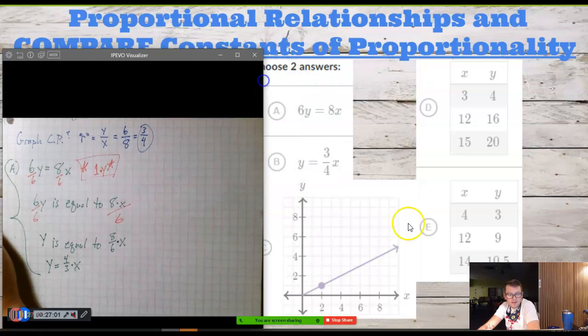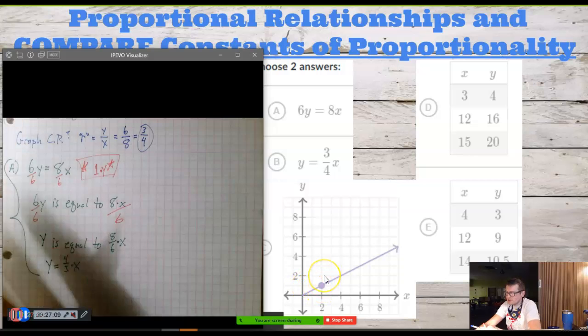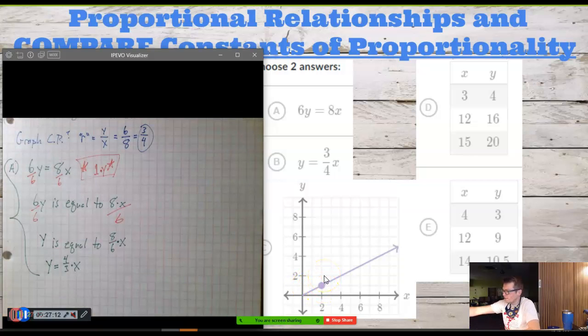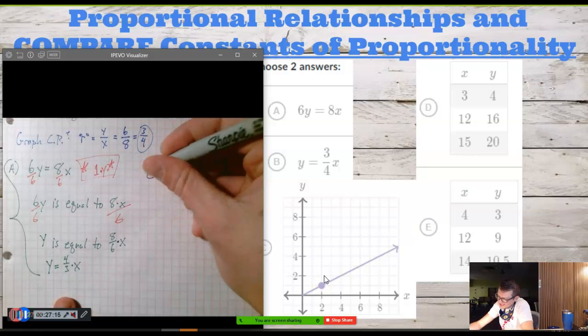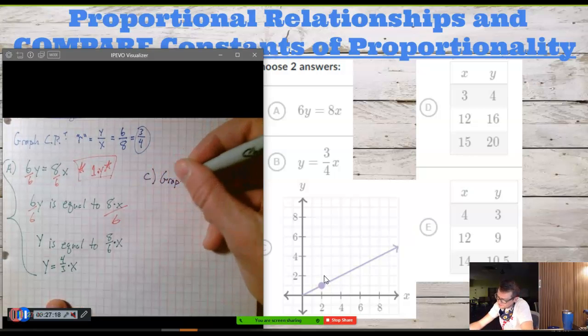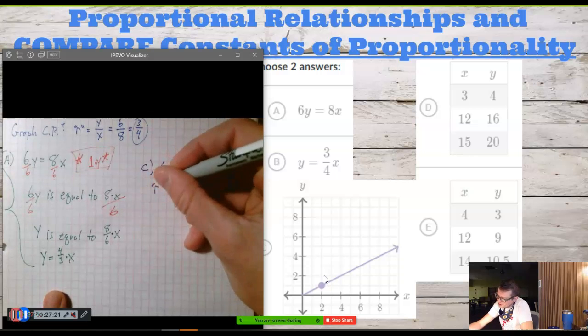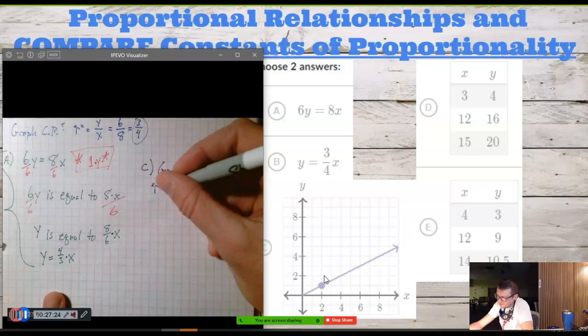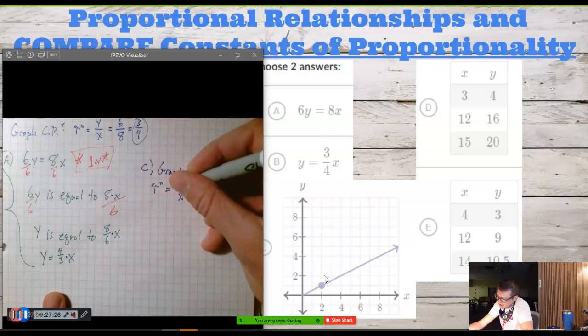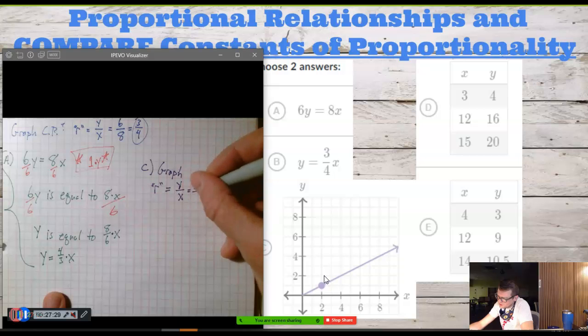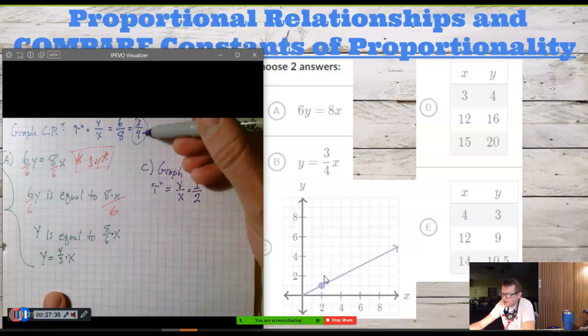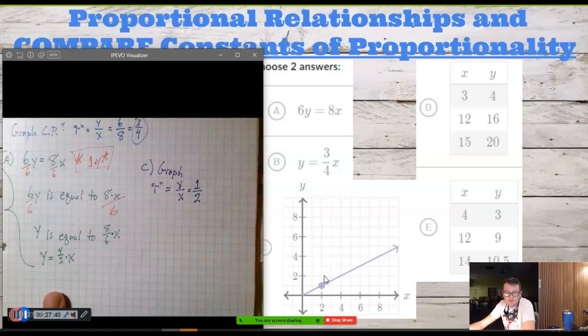Now, if we look at the graph here, the point they give us is a y of 1 and an x of 2. So for option C, from that graph, the constant of proportionality, whatever you want to call it, R, K, whatever, is your y over your x. The y they gave us was 1, the x was 2. Is 1/2 equal to 3/4? No. So C wouldn't work either.